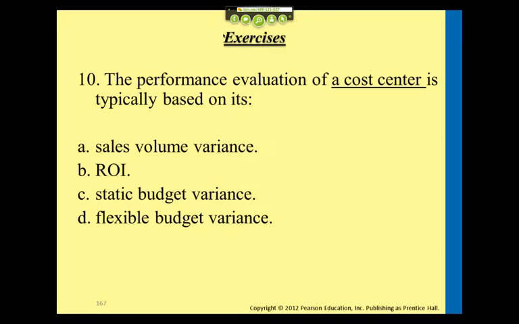I have some selected performance questions, and you're going to have more. By the way, the slides are already available, I believe. The performance evaluation of a cost center is typically based on its sales volume variance, ROI, static budget variance, flexible budget variance. For the cost center, what is it? Why is it a flexible budget? You're comparing the actual to the budgeted, right?